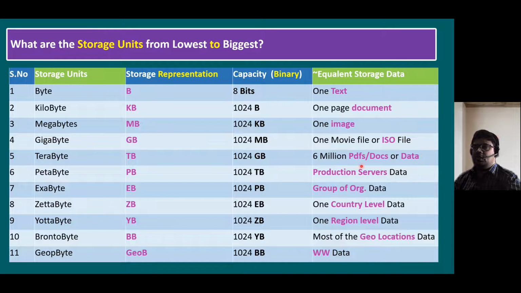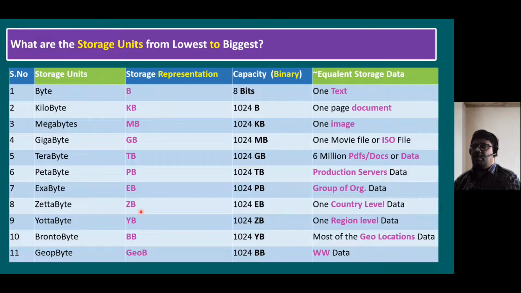Normally for production servers, not only one server but multiple servers' data, is equivalent to petabytes. And similarly exabyte, a group of organization data. Let's say our organization is not only in one location, we have multiple branches. So multiple branches means definitely data is more than petabyte, it starts from exabytes. And in the same way zettabyte is country-level data. If you want to calculate country-level data, it may be equivalent to zettabytes.